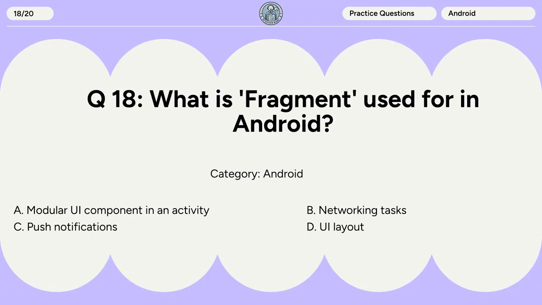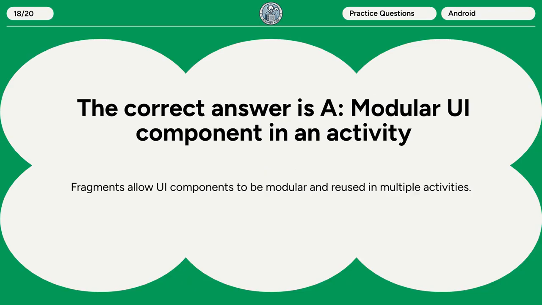Question 18. What is fragment used for in Android? A. Modular UI component in an activity. B. Networking tasks. C. Push notifications. D. UI layout. The correct answer is A. Modular UI component in an activity. Fragments allow UI components to be modular and reused in multiple activities.